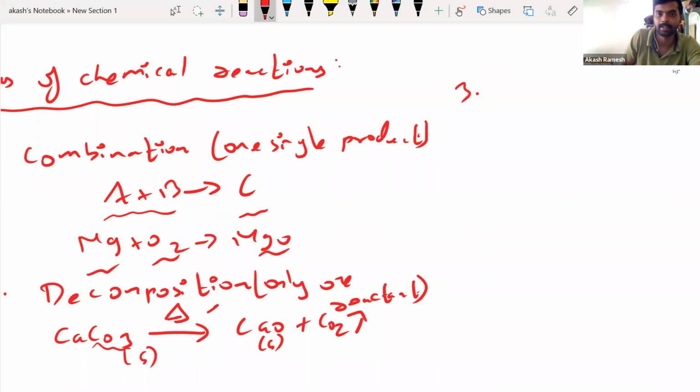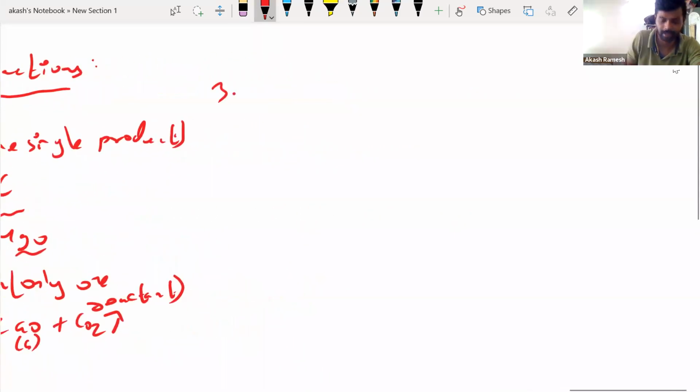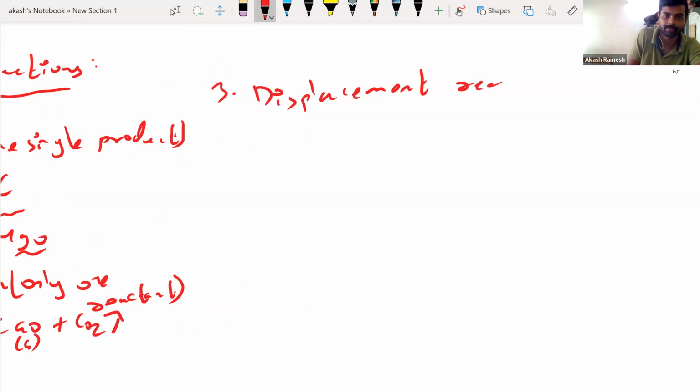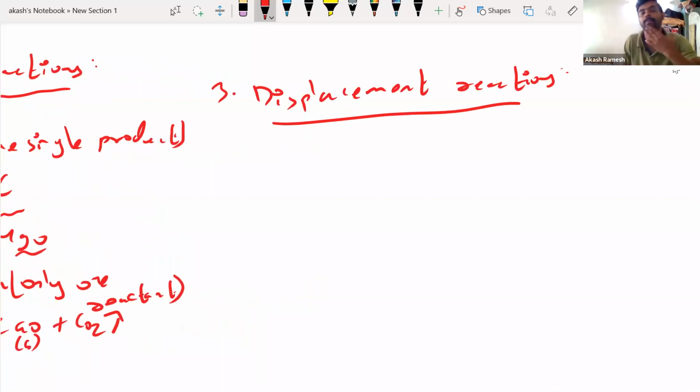Third one is displacement reaction. So what do you mean by displacement reaction, people? I'll write a general equation first. Now general equation, I can write AB plus C gives, say, AC plus B.